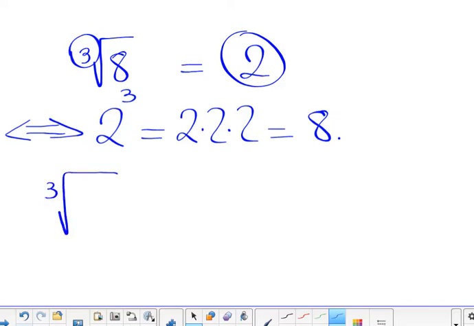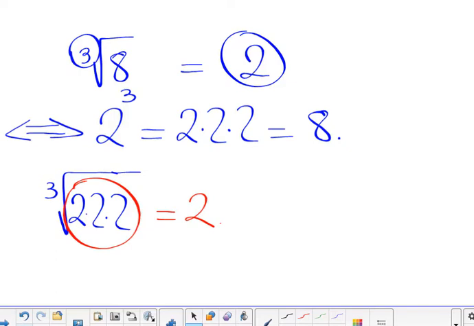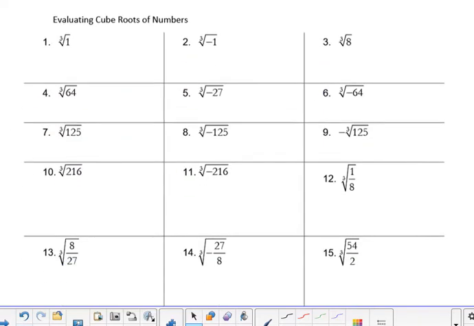The cubic root of 8 is really the cubic root of, in terms of prime factors, 2 times 2 times 2. So every group of 3 there, we take the cubic root of that, and that's just equal to 2. Let's look at another example.